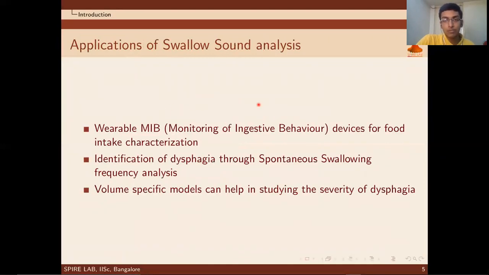Such analysis of swallow signals can find significance in various applications, like in wearable monitoring of ingestive behavior devices that detect and characterize the intake of food. In cases of acute stroke, identification of dysphagia through spontaneous swallowing frequency analysis has shown potential as a screening protocol. Apart from these, volume-specific models can help study the level of severity of dysphagia.